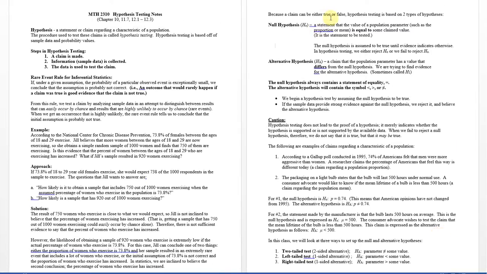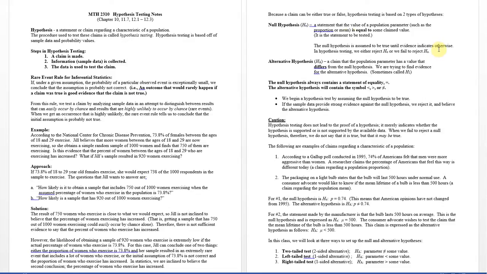So the null hypothesis is going to be a statement that we are going to be checking. We're going to assume that this one is true and then gather evidence either for or against it. And that's going to be our second option. So the null hypothesis is assumed true until evidence indicates otherwise. That's why we need evidence.